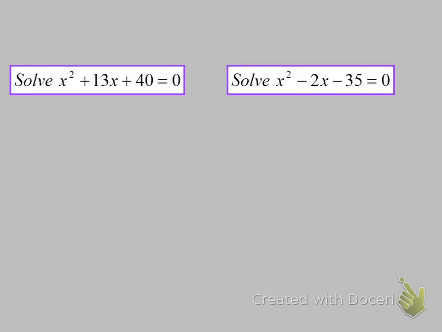Okay, so the first one we said we got a multiply number of 40, add number of 13. Whenever you're doing these, go through the numbers that multiply to 40. Don't go through the numbers that add to 13. There's plenty of those. Go through the numbers that multiply to 40 first. 1 and 40, 2 and 20, 4 and 10, stuff like that. What am I missing? 8 and 5, is that right? Yeah. Okay, and then that's it.